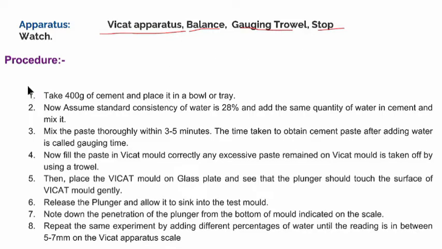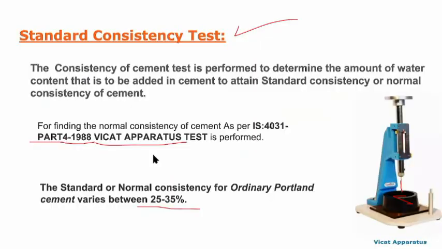Take 400 gram of cement. After that we assume the standard consistency of water as 23%. We mix the paste for 3 to 5 minutes. This time taken is called gauging time. Now fill the paste in the Vicat mold. This is the Vicat mold. The paste is filled completely up to this part.